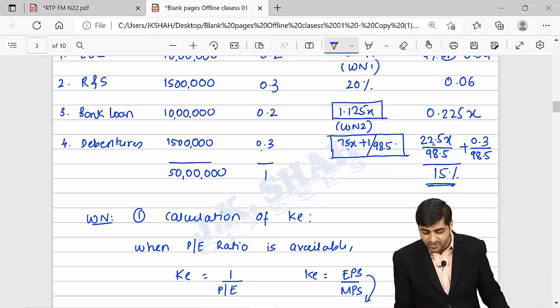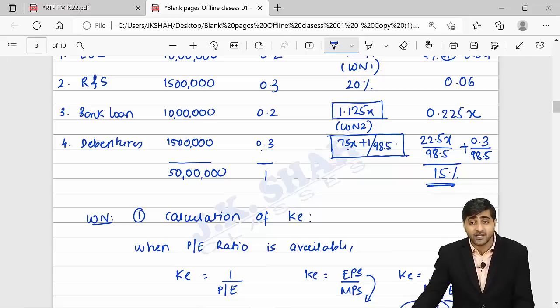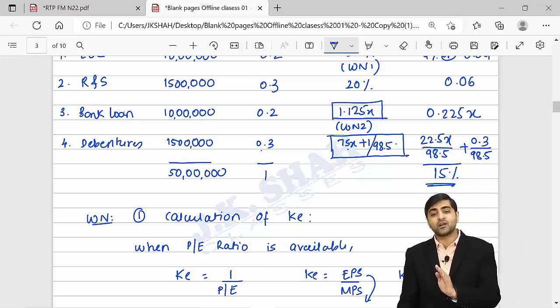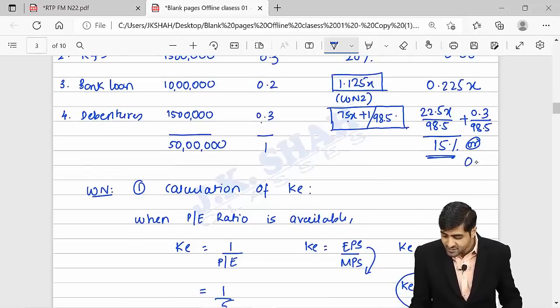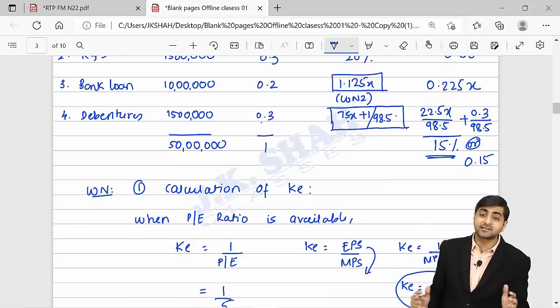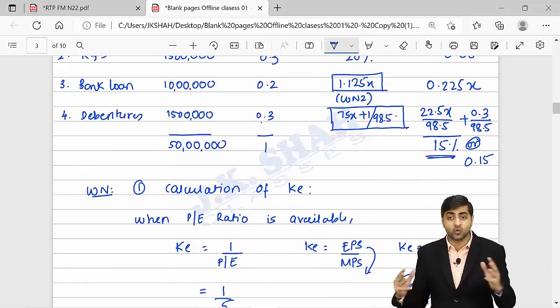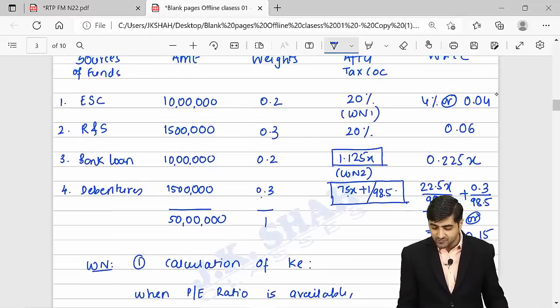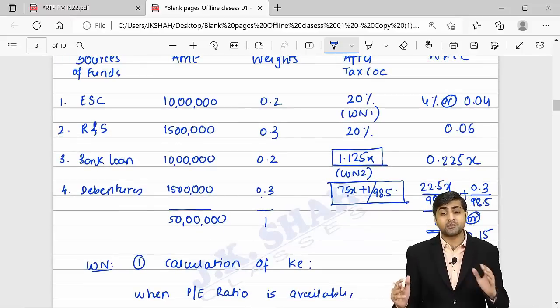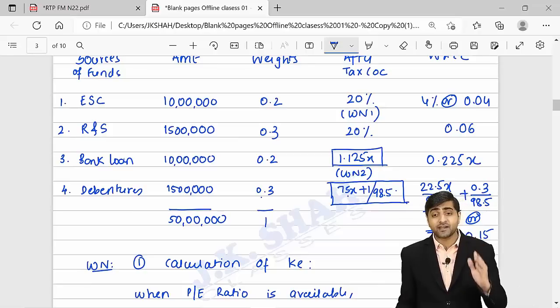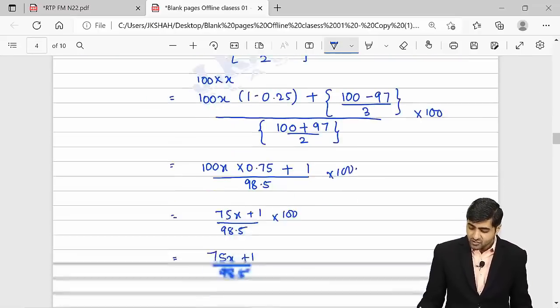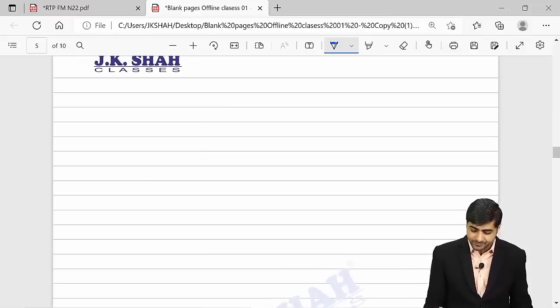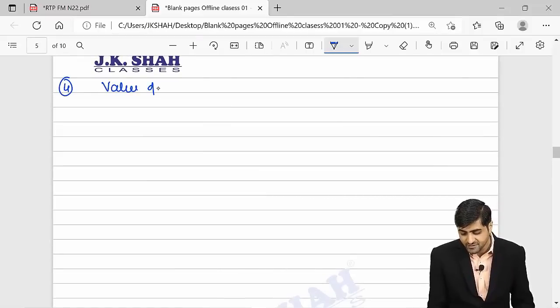So that's how we have got this as 22.5x upon 98.5 plus 0.3 upon 98.5, and this will be nothing but 0.15, 15%. Can I write this down as 0.15? Yes or no? Yes. So now my dear students, we have all the data available on the basis of which we just now have to find out the value of x. So let's do that. So now I'll prepare working note number 4 to find out the value of x.